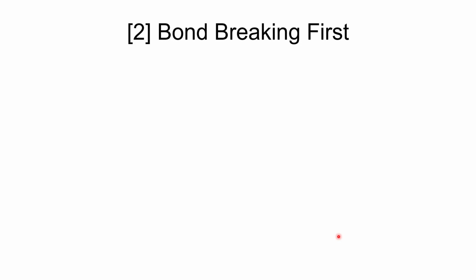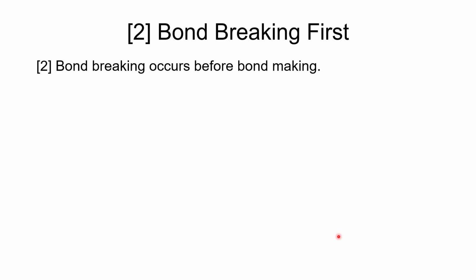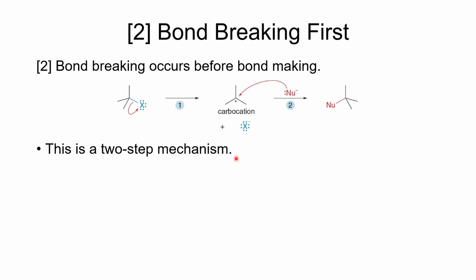All right, our next possibility is bond breaking first. When the bond breaking occurs first, the bond breaking occurs before the bond making. In a first step, we're going to break the bond between the carbon and the halogen, or leaving group, and that will form a carbocation. And then in a subsequent step, step 2, there will be a new bond formed between the nucleophile and the carbon. This is a two-step mechanism.